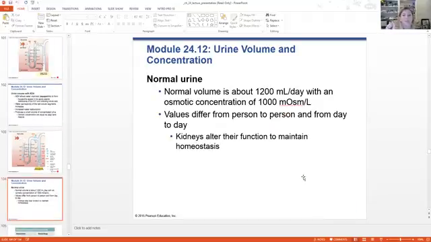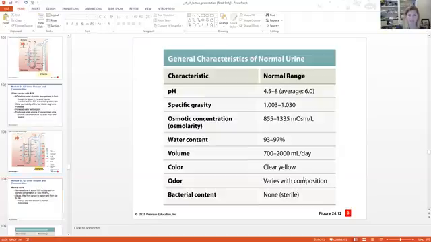Normal urine volume is about 1,200 milliliters a day, a little over a liter a day. Variable osmotic concentration around 1,000 milliosmoles per liter. Obviously, from person to person, day to day, it's going to vary based on your diet, your exercise level, your activity level, etc. Kidneys alter the output based on what your body needs, right? Which is why I said at the very beginning of this chapter that your kidneys are one of your main homeostatic mechanisms in your body, hands down.